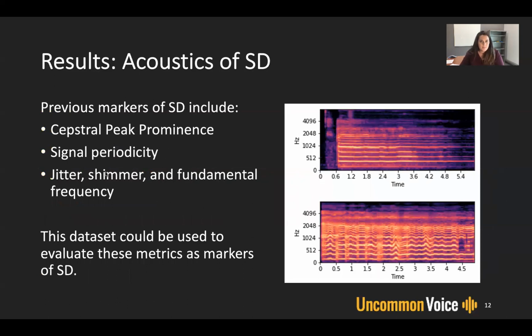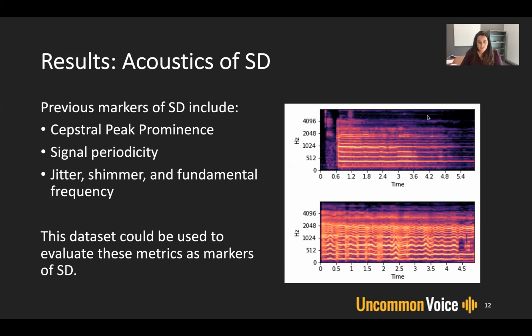Previous markers of spasmodic dysphonia include some acoustic markers that you can calculate. So things like the CPP, the cepstral peak prominence, or the signal periodicity, or things like jitter, shimmer, and fundamental frequency. These have all been used as predictors for spasmodic dysphonia previously. And this data set could be used as a way to evaluate these metrics as markers of SD or of other voice disorders as well. Although, as I said, primarily this is an SD data set for now. We would like to have it be inclusive of all voice disorders. However, we know that for now it's going to be used primarily as a spasmodic dysphonia data set.